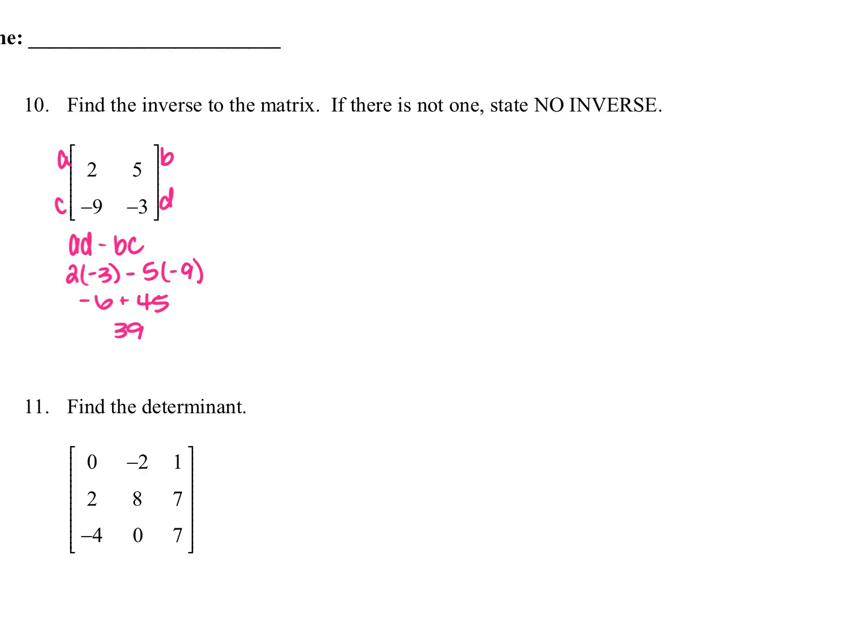You're going to take the reciprocal of that to be 1 over 39, and you're going to multiply it by switching your A and D, negating your B and C. So it's going to be negative 3, negative 5, 9, 2. From here, you're going to multiply in that 1 over 39 to get negative 3 over 39, which is negative 1 over 13, negative 5 over 39, negative 9 over 39, which is going to be 3 over 13, and 2 over 39.